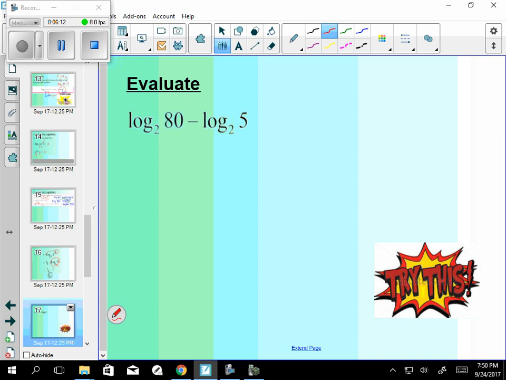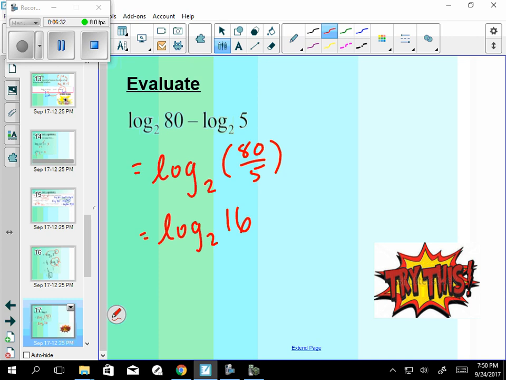Log base 2 of 80 minus log base 2 of 5. Since they have the same base here, remember subtracting would be the same as dividing. So we could change this into log base 2 of 80 divided by 5. 80 divided by 5 is the same as 16. We know 16 we could also write as log base 2. 16 is the same as 2 to the 4th power. Now that we have an exponent, we could move that as a number in front.